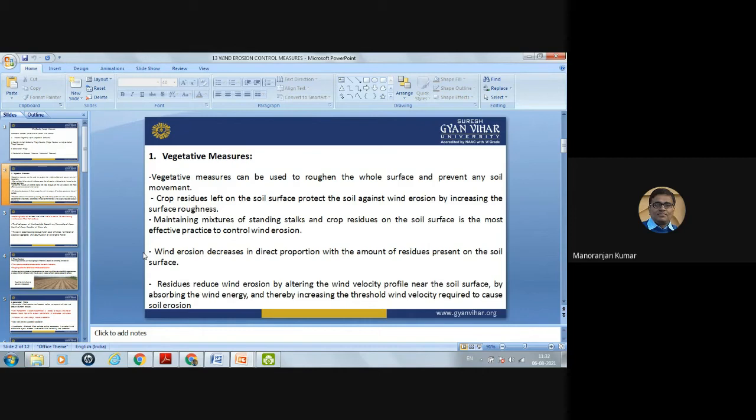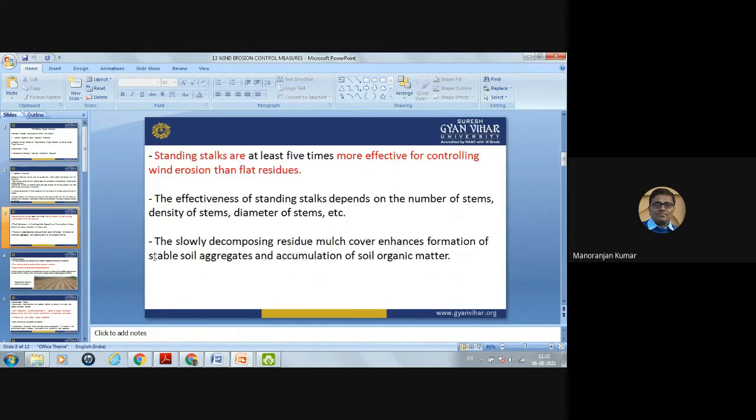Residue reduces wind erosion by altering the wind velocity profile near the soil surface, by absorbing the wind energy and thereby increasing the threshold wind velocity required to cause the soil erosion. So these are the vegetative measures to control the wind erosion.